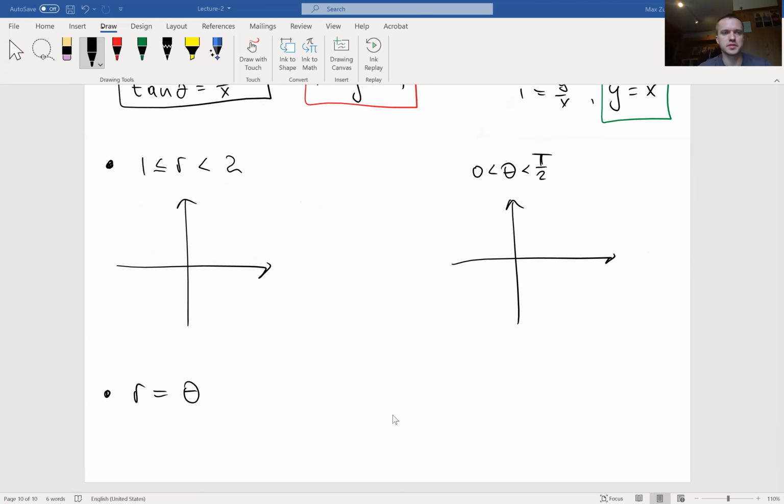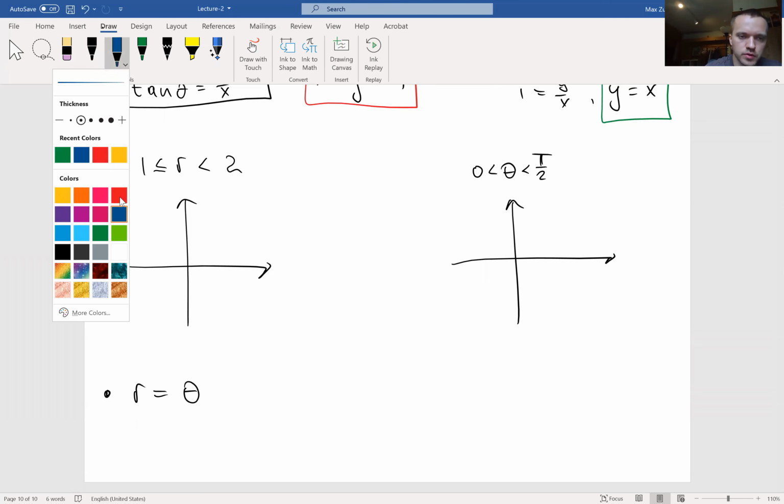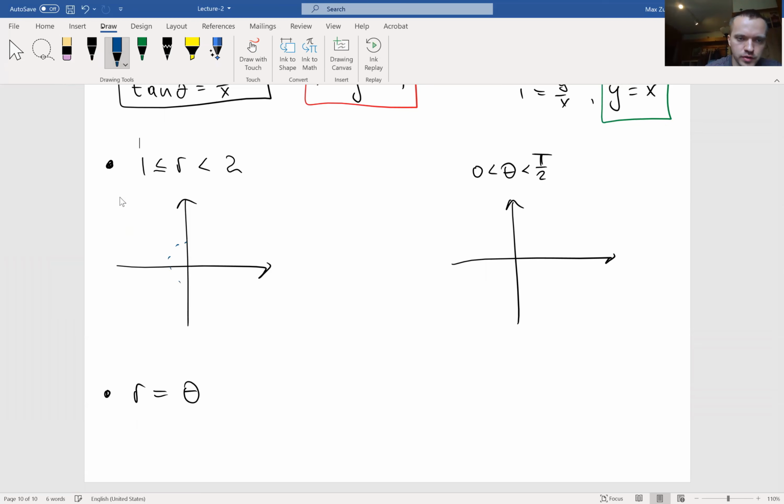For the first region, you can see that my r is going to be bounded between 1 and 2. So I know I have a circle of radius 1, and this is going to be a circle of radius 2. But my inside boundary is going to be solid, so I'm allowing r to be equal to 1. And my outside boundary is going to be dashed. So the first region is going to look like a donut.